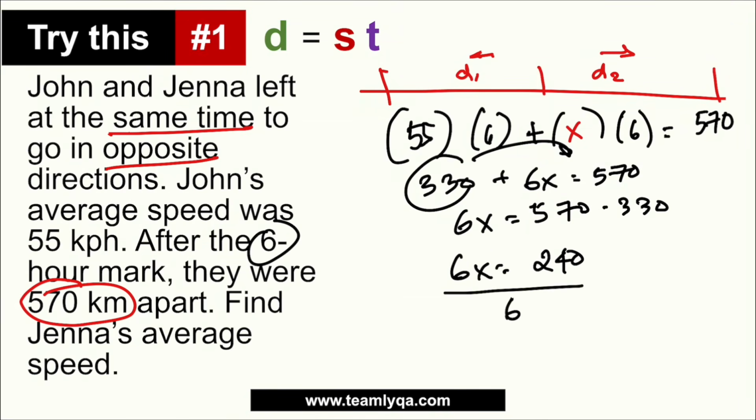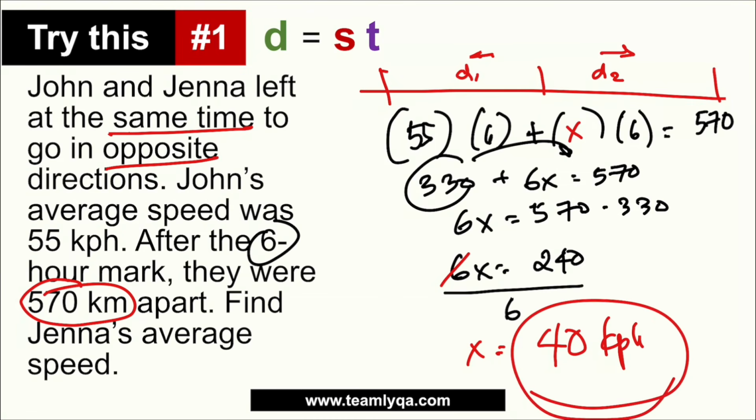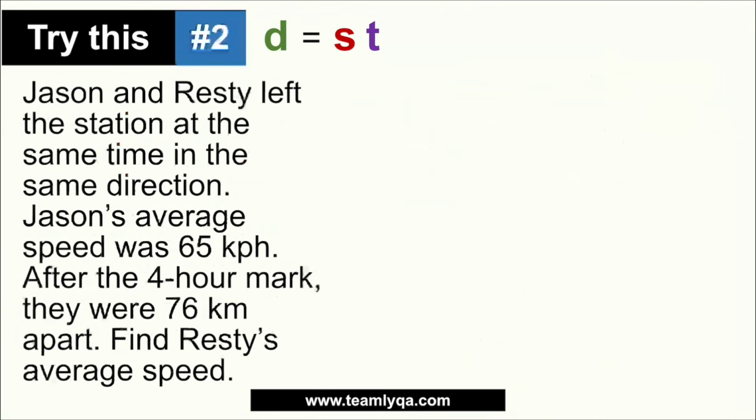Di-divide natin both sides by 6 para makancel ito, maiwan yung x. And we have x is equal to 6, 12, 18, 24, 40 kilometers per hour. Okay, so yun ang answer. Ang speed ni Jenna, average speed niya ay 40 kilometers per hour.